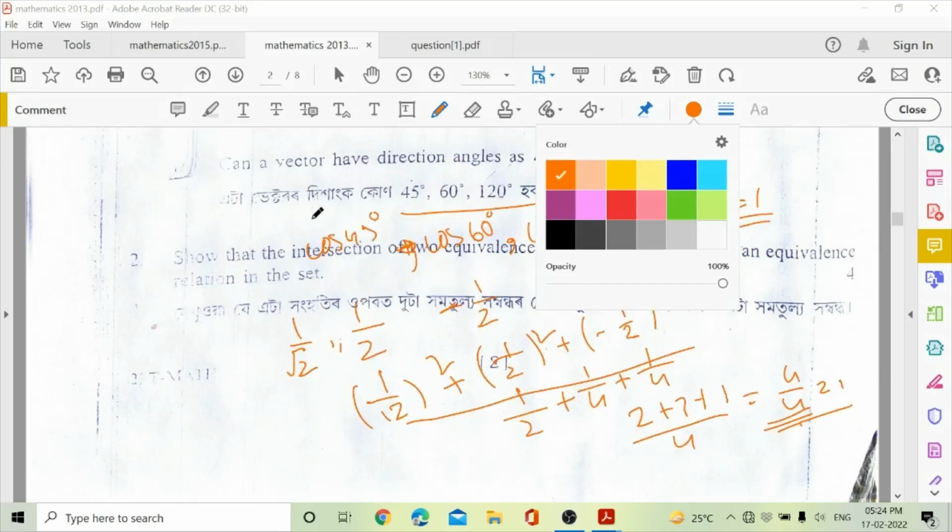So I hope you have got the basic ideas about how you can find the answer of each and every question of 1 mark of the 2013 paper.